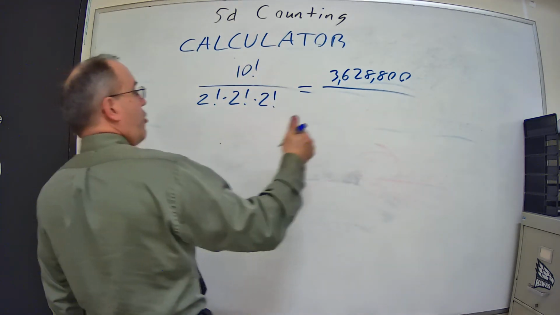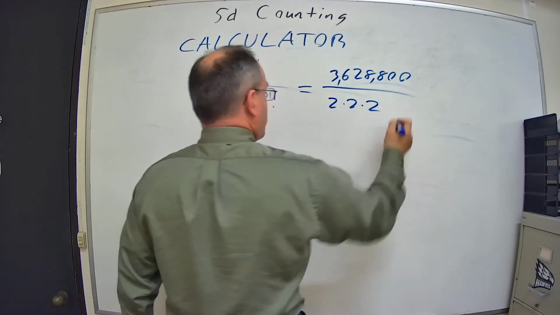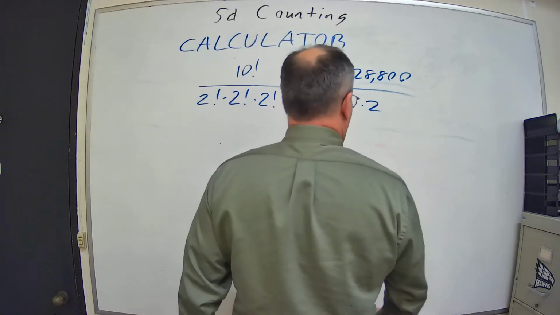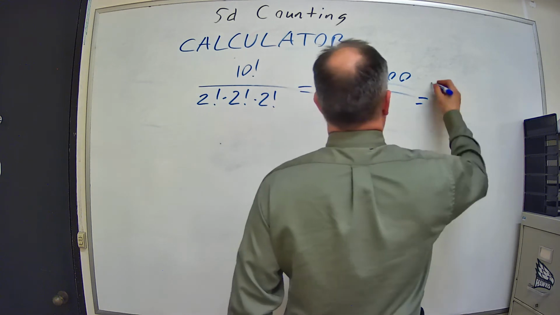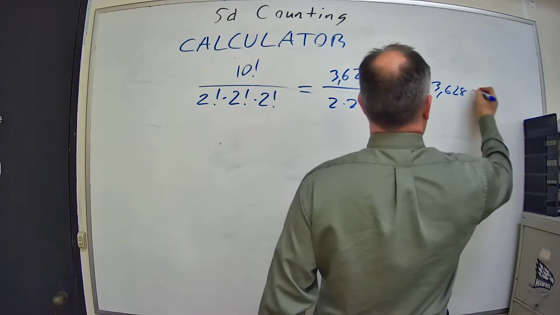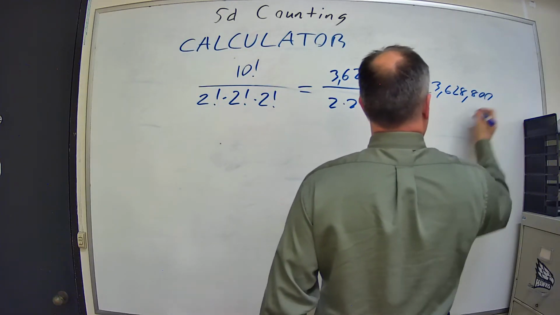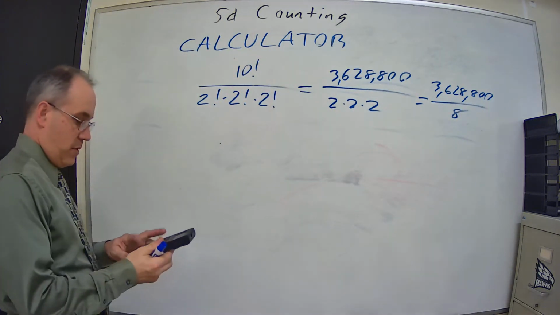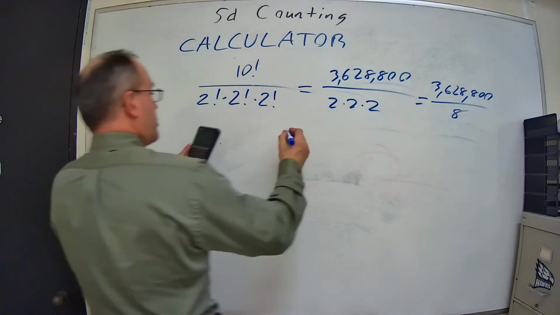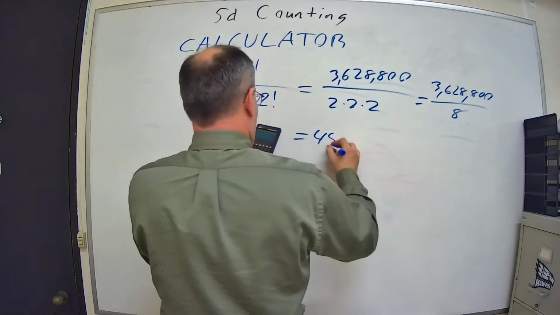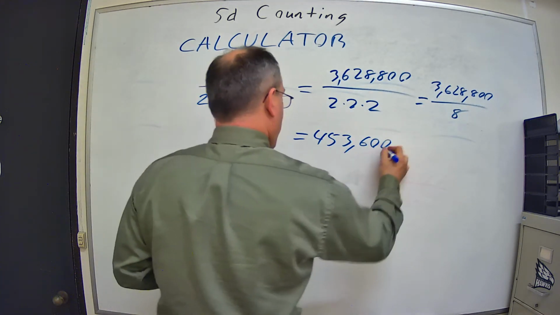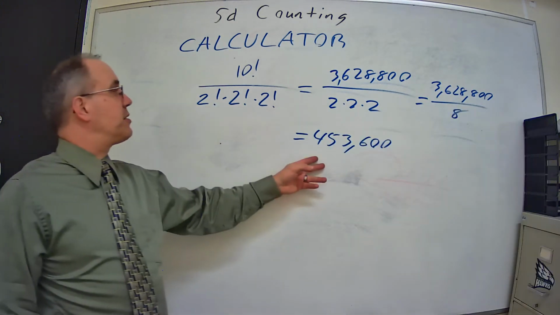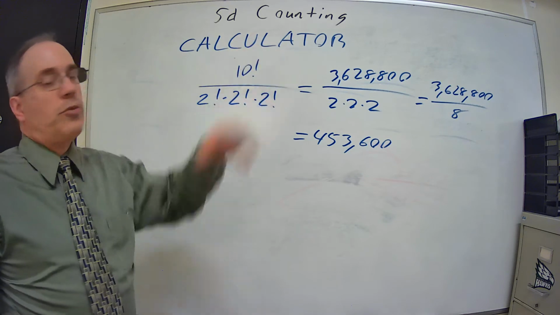So that's all that over 2 times 2 times 2, because 2 times 1 is 2, or all of that over 8. 3,628,800 over 8, which gives us 453,600. So 453,600. The number of distinguishable arrangements.